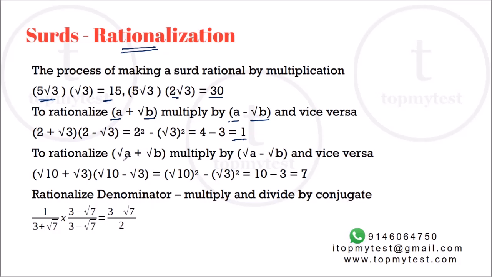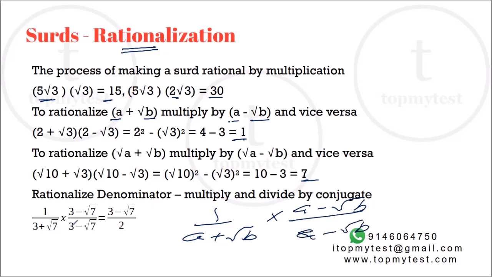For root a plus root b multiplied by root a minus root b, or converse, whatever be the case, right? And if you want to rationalize the denominator, multiply the numerator and denominator by the conjugate, right? So if you have of the form 1 by a plus root b, multiply by a minus root b, right? So this is a pretty straightforward way.